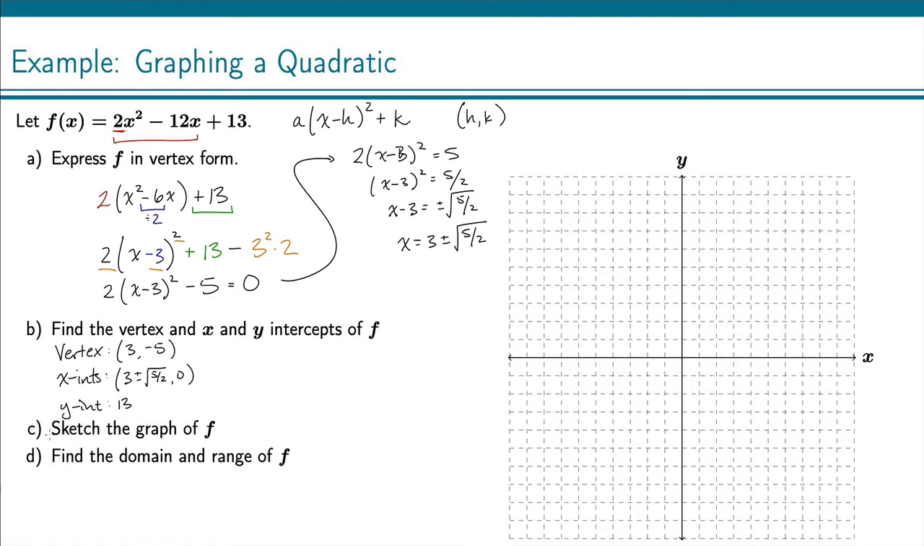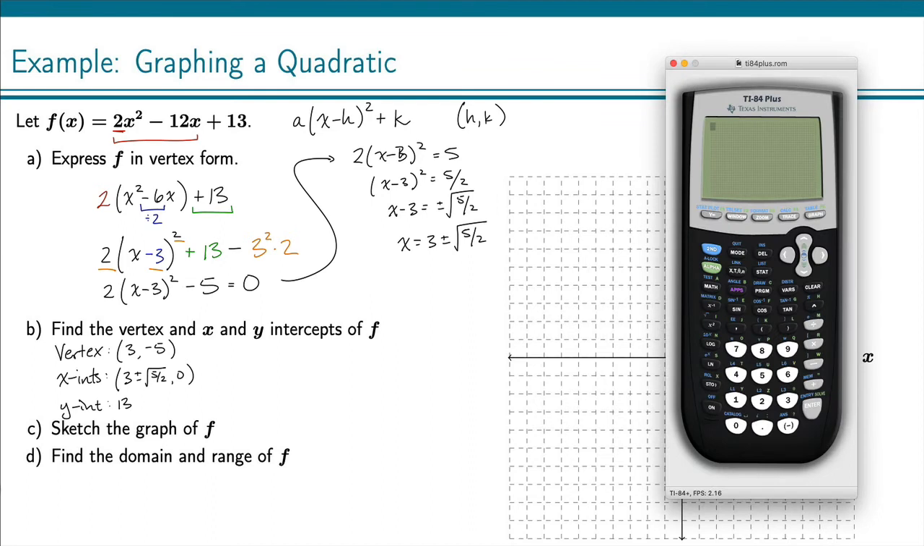Okay, and now we're ready to sketch the graph. So we have our vertex at 3, so 1, 2, 3, and negative 5: 1, 2, 3, 4, 5. So there's our vertex. And then our x-intercepts are at 3 plus the square root of 5 halves and 3 minus the square root of 5 halves.